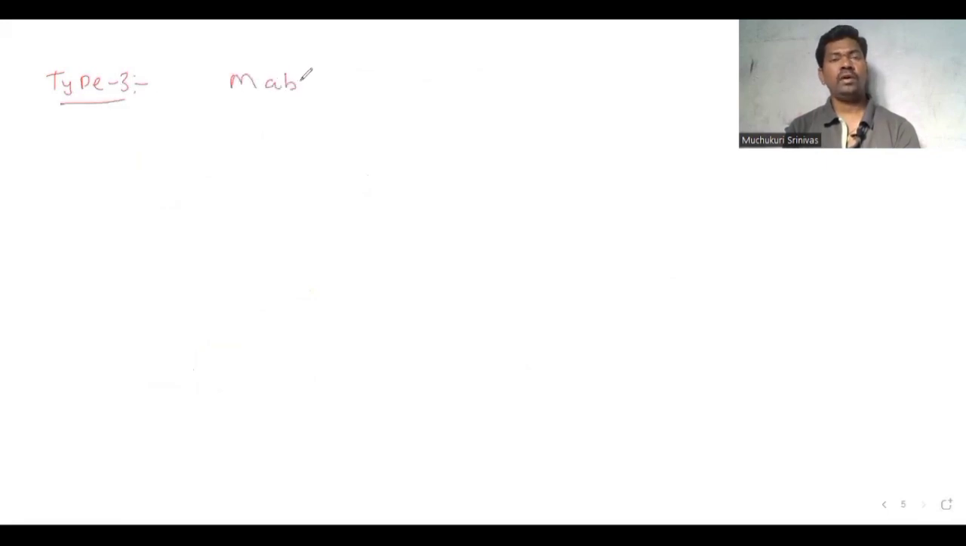M, A, B, C, D. This is another type. Coordination number 4. Third type M, A, B, C, D. So how many ways can we arrange these ligands?